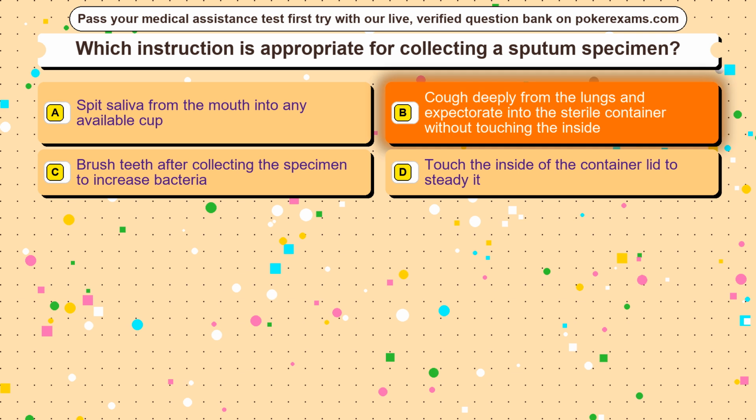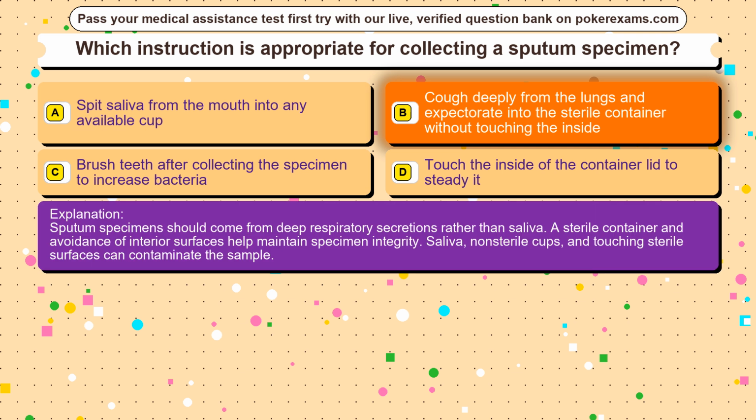The correct answer is option B. Cough deeply from the lungs and expectorate into the sterile container without touching the inside. Sputum specimens should come from deep respiratory secretions rather than saliva.